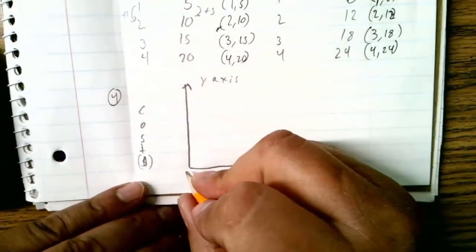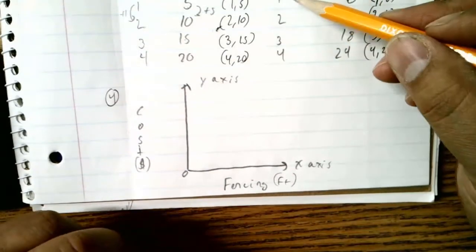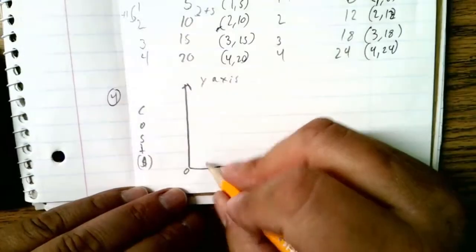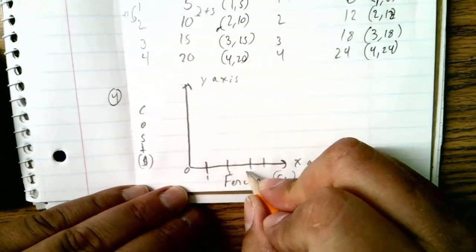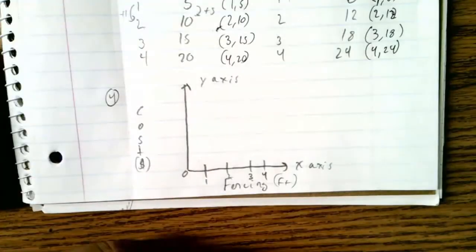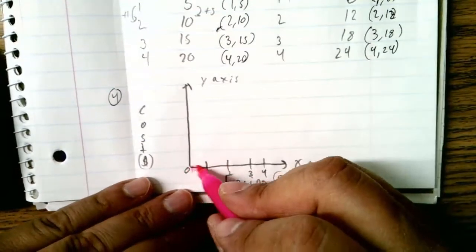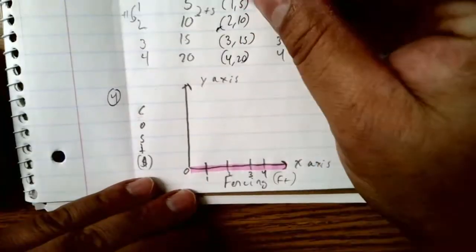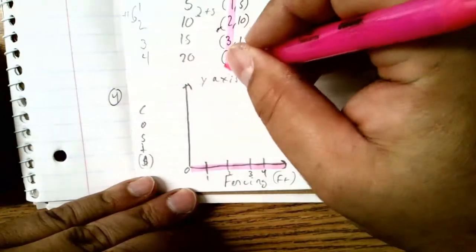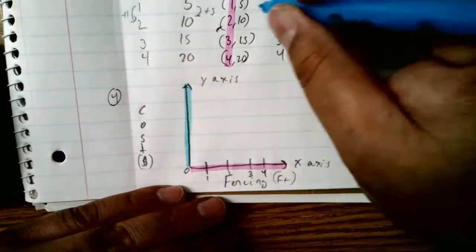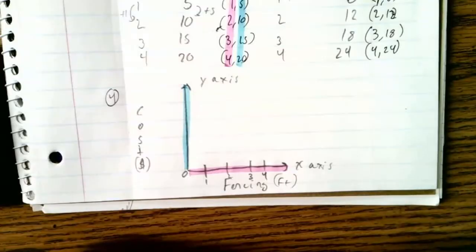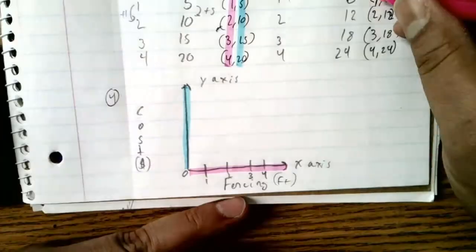All right. And I put my 0 here. I'm looking at the X-axis. I have 1, 2, 3, 4. 1, 2, 3, 4. 1, 2, 3, 4. My X-axis. My Y-axis. Now, I know I didn't label them yet, but it's okay. That's all right. X-axis.